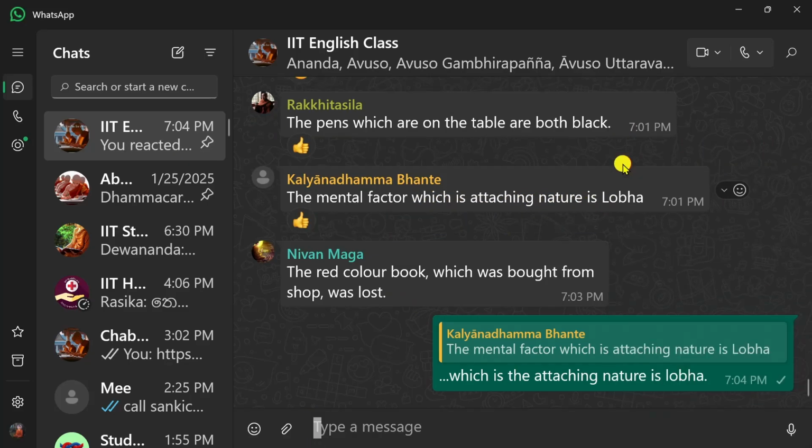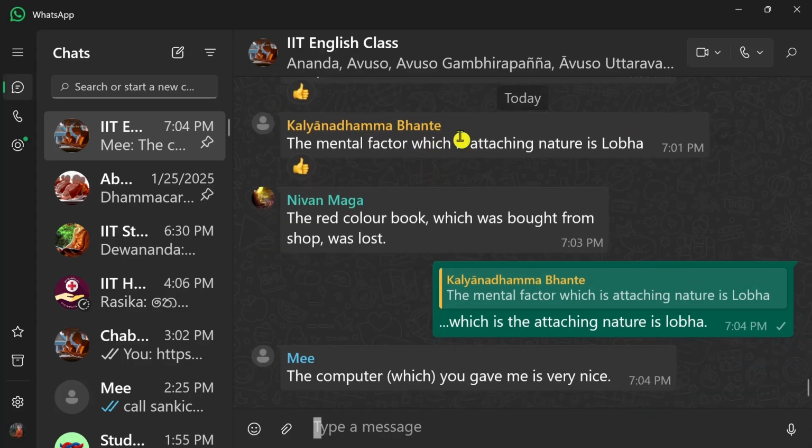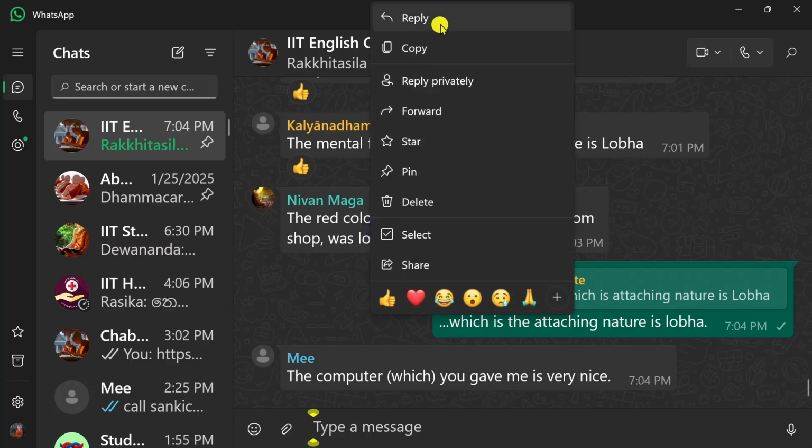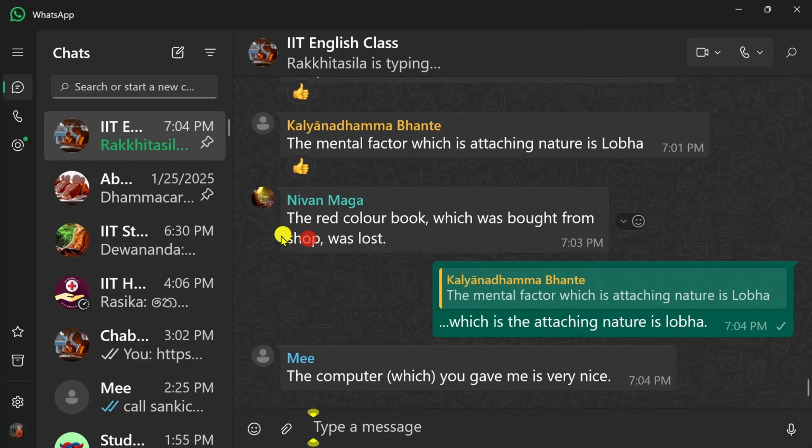Okay, thumbs up. But still as a subject. Try to make one as an object. The red color book, it's a specific object, which was bought from the shop, was lost. Good. Yes. You just need here, from the shop, the article before shop, okay? The red color book, which was bought, this is the passive, you see?